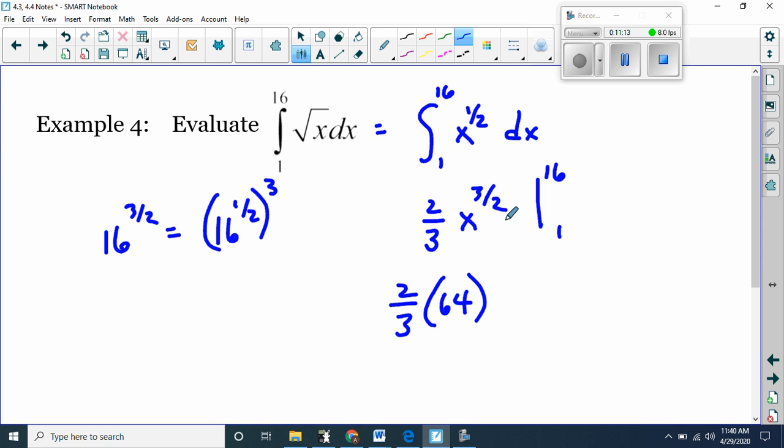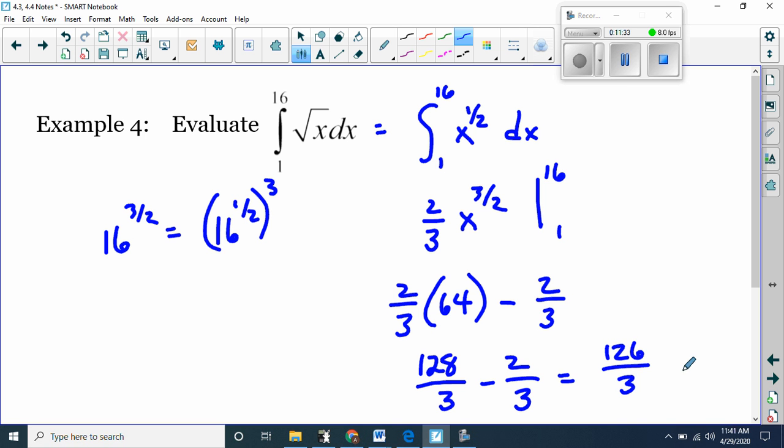Don't need the plus C. Plug in 1, gives me 2/3. And subtract. 2 times 64 is 128. Gives me 126 over 3, which is 42.